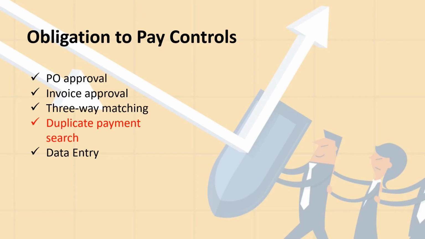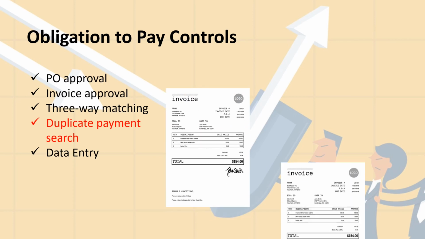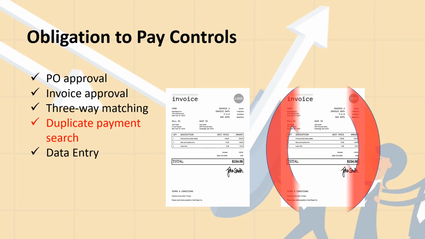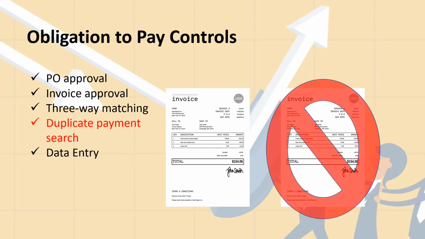The next obligation to pay control is the duplicate payment search. Anxious vendors sometimes send multiple invoices for a single item. It's the AP department's job to make sure that no item is paid for twice. This is nearly impossible to do in a manual system. But AP automation solutions pick up on duplicate invoices right away and make it impossible to make a duplicate payment.